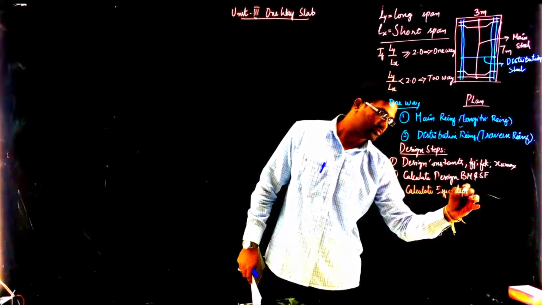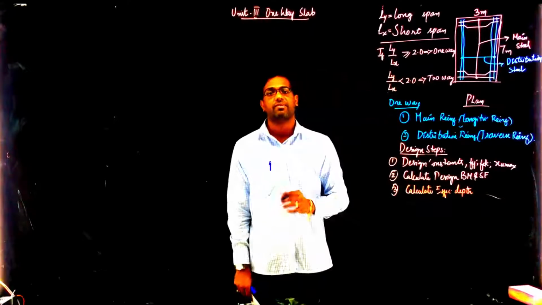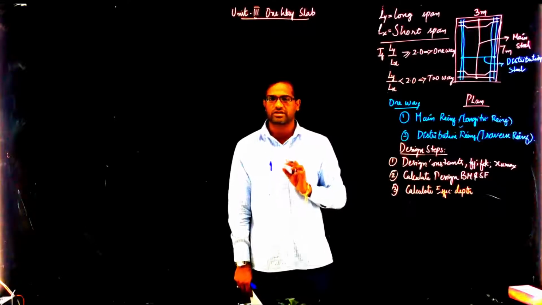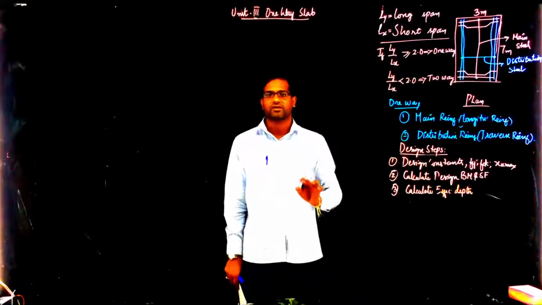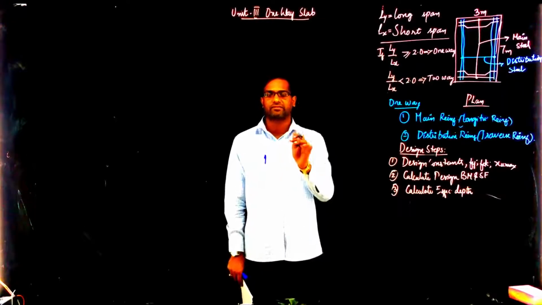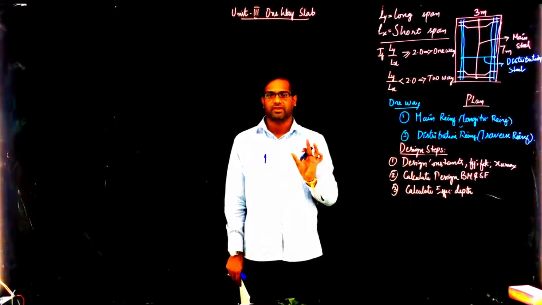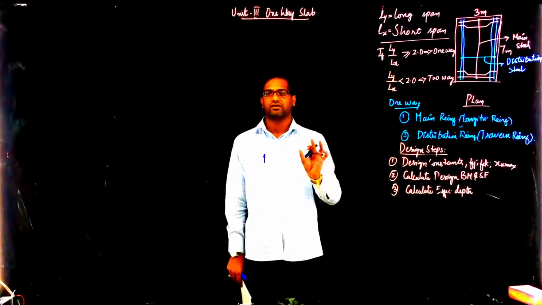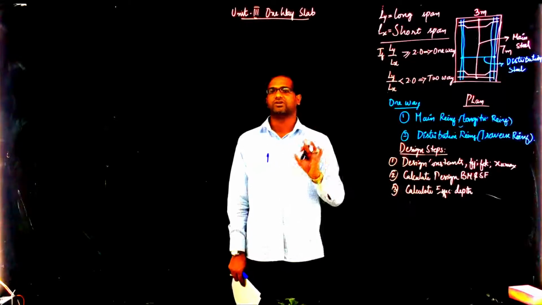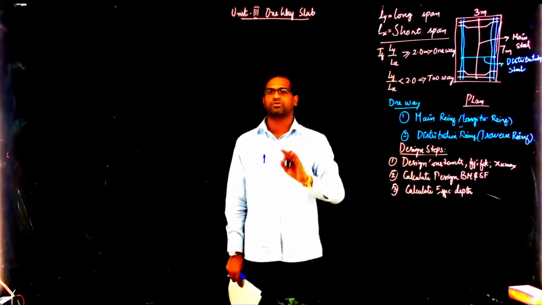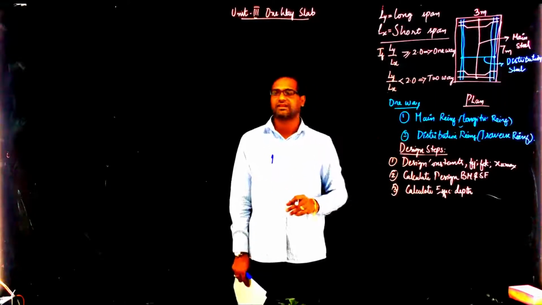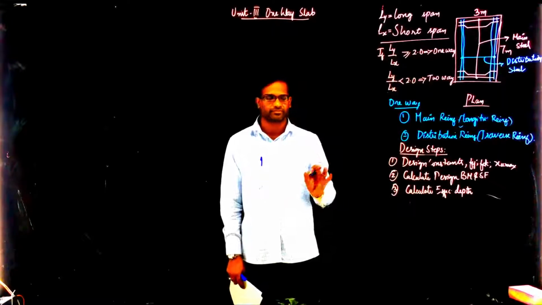Effective depth is assumed based upon the serviceability criteria. L by D ratios are given in your code book. As per IS 456, L by D is span by depth. Span by depth is given for a simply supported beam as 20 and for a continuous beam as 35 or so. We have to refer to IS 456, and with reference to that, we can easily calculate the effective depth.